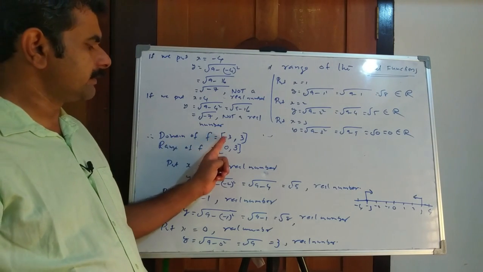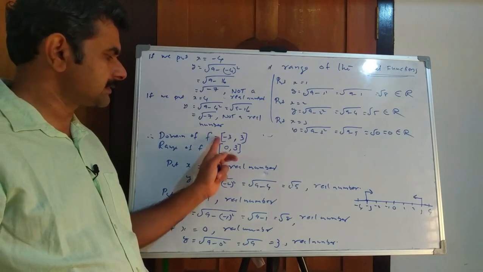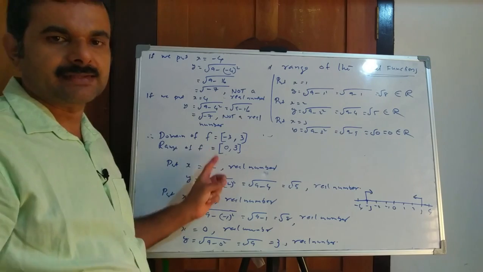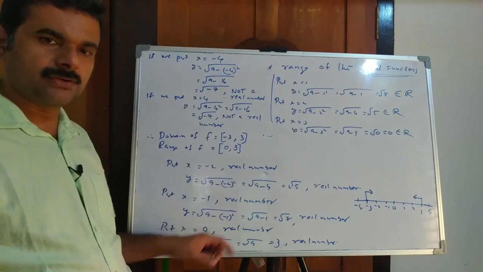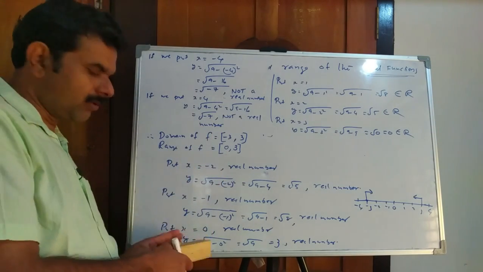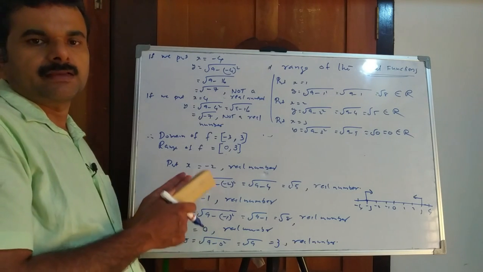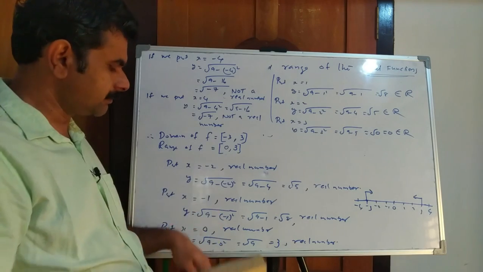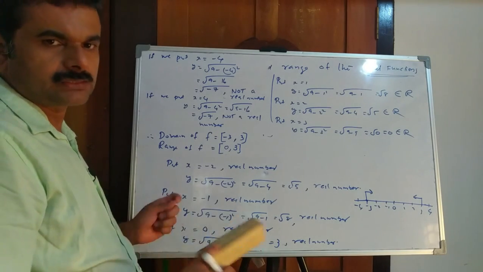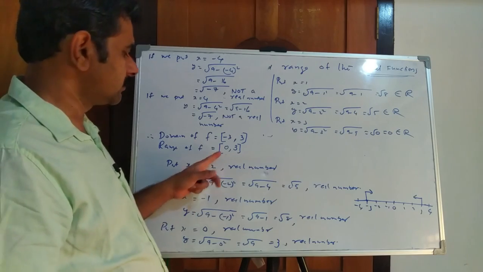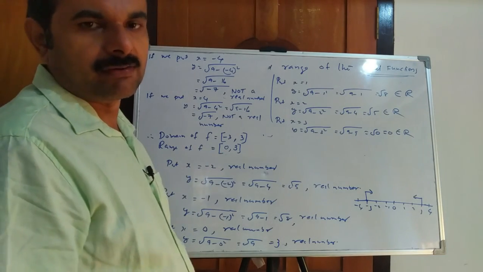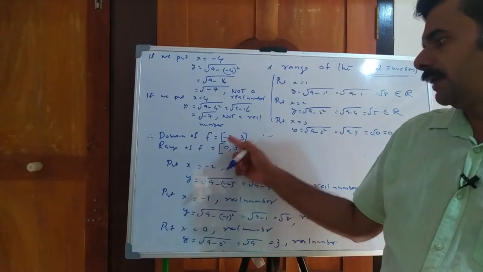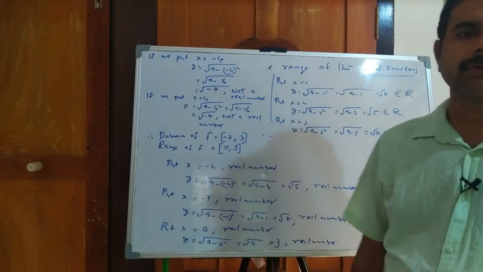Domain values are in between -3 and +3, including -3 and +3. When we substitute -3, we will get answer as 0, and +3 also gives 0. So the minimum element in the range set is 0 and the maximum element can be seen as 3. So these two numbers are included. Therefore, we are taking closed interval symbol. Okay, so domain is -3 to 3, range is 0 to 3.